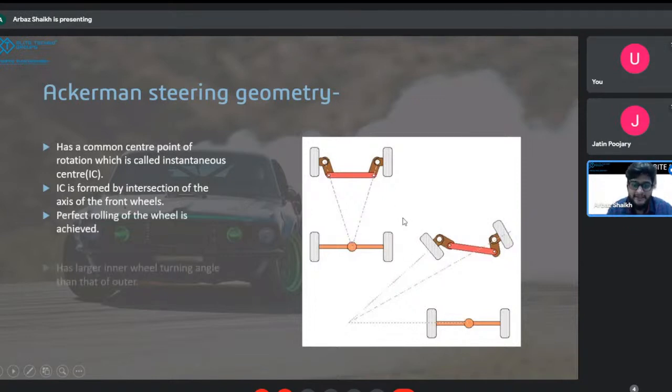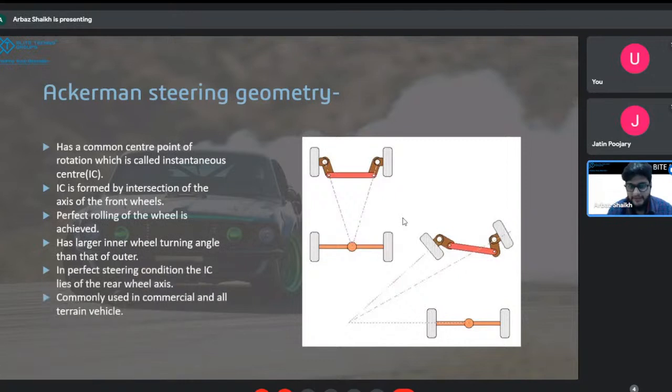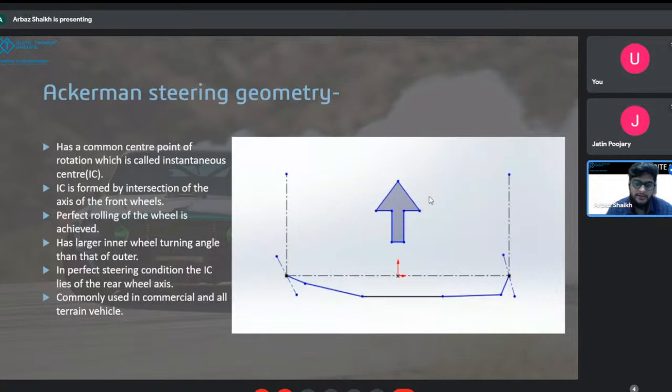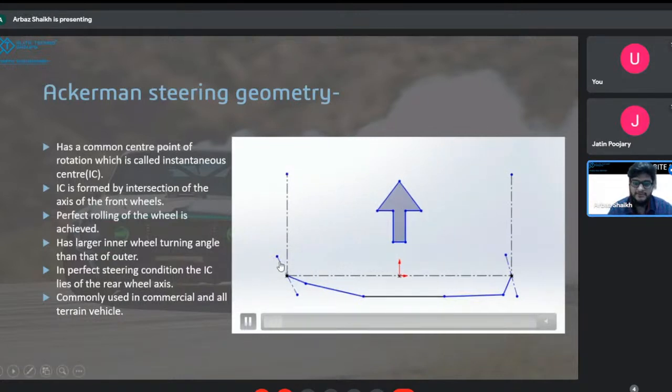And exactly opposite to this, we saw anti-Ackerman geometry. But before going to that, there was a small animation that I had shown, that the inner angle will always be higher in Ackerman geometry, right? So you can see over here, when it turns on the right side, this becomes the inner wheel, and you have the higher turning angle at this point compared to this one. But when we go on the other side, this angle becomes higher than this angle. So that was what we saw in the Ackerman steering geometry.